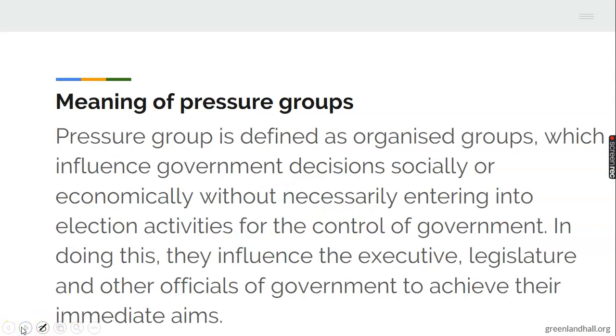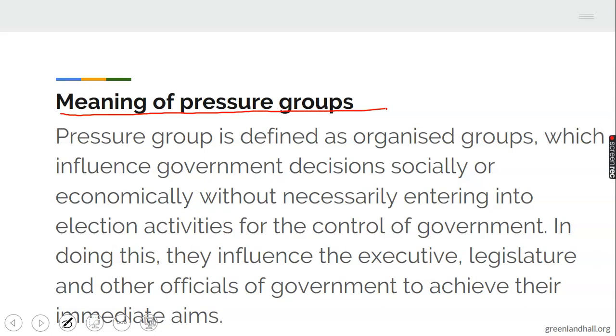Now, to the topic proper. We want to look at the meaning of pressure groups. What is pressure groups, if I may ask?